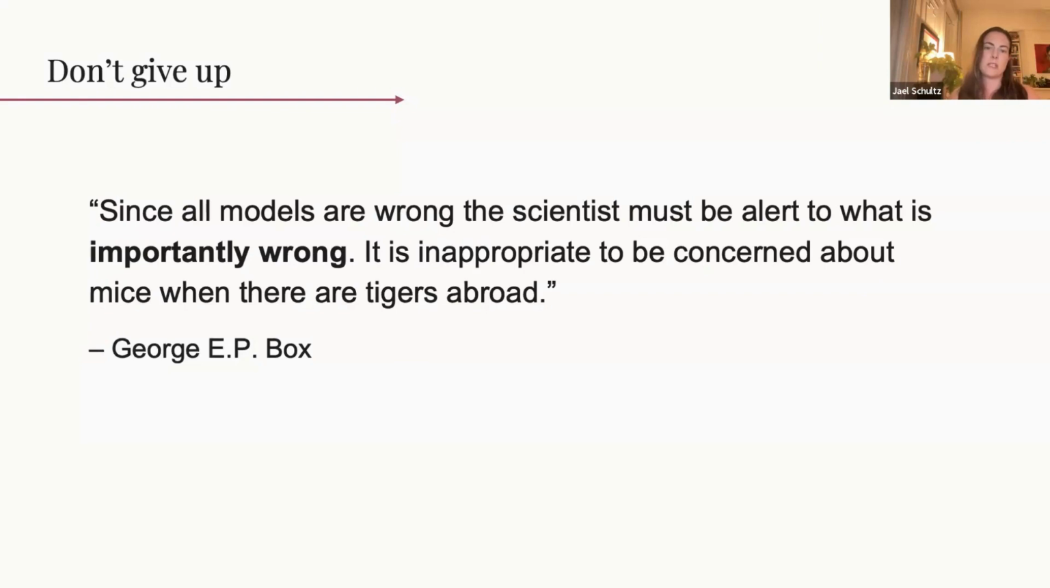From his 1976 paper on science and statistics, he says this about the topic of worrying selectively. Quote, "Since all models are wrong, the scientist must be alert to what is importantly wrong. It's inappropriate to be concerned about mice when there are tigers abroad," end quote, emphasis added. So when we pivot away from the search for perfection or for flawless solutions, we're not giving up. We're focusing our efforts where they matter most, on the tigers instead of the mice. We're making sure that we're wrong in the ways that aren't critical.